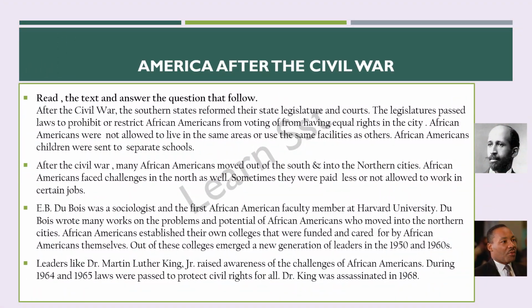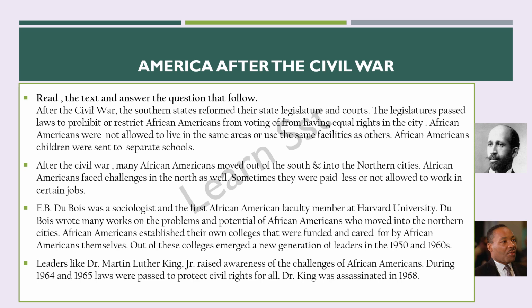Now, America after the Civil War. How was the condition of Americans after that? After the Civil War, the southern states reformed their state legislature and courts. So they underwent a reformation. The legislatures passed laws to prohibit or restrict African Americans from voting or having equal rights in the city. African Americans were not allowed to live in the same area or use the same facilities as others. African American children were sent to separate schools.